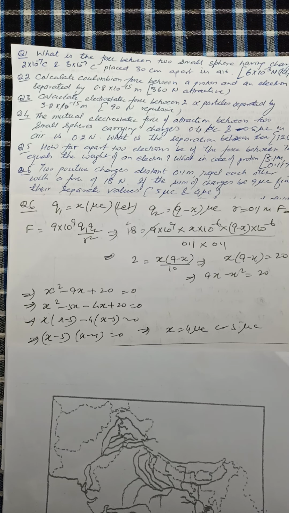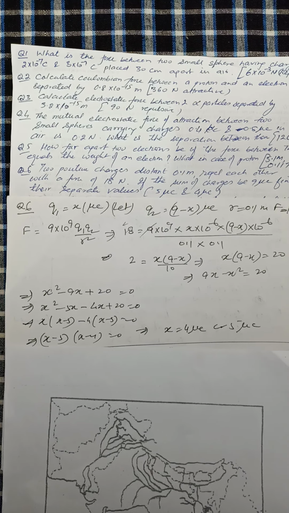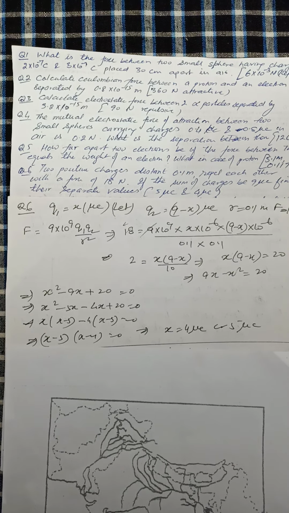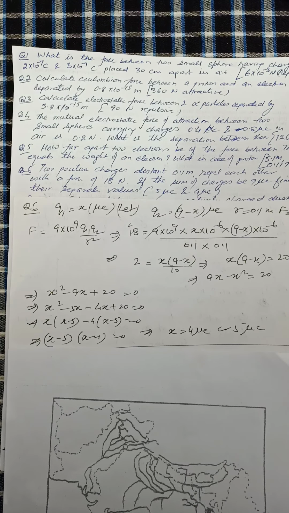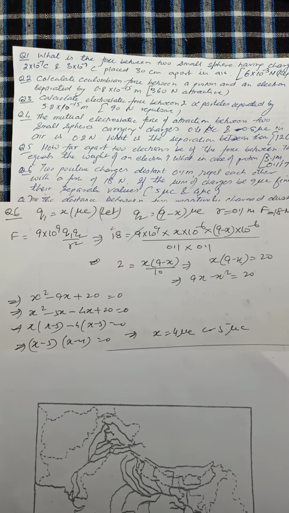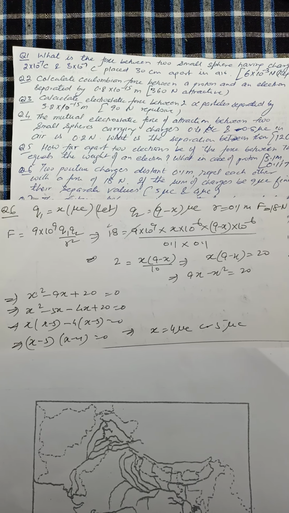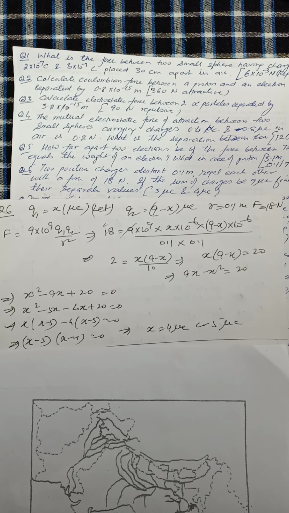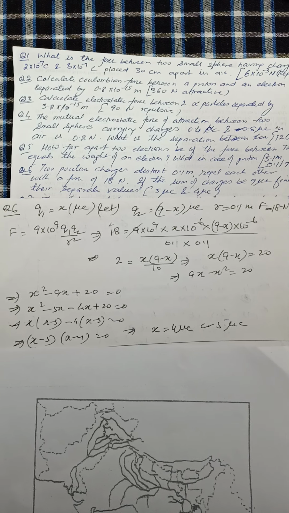If the sum of the charges is 9 microcoulomb, find their separate values. So there are two charges, but the values are not given. We assume that the first charge Q1 equals x microcoulomb. Now Q2 becomes 9 minus x microcoulomb. Distance is 0.1 meter and F is 18 Newton.